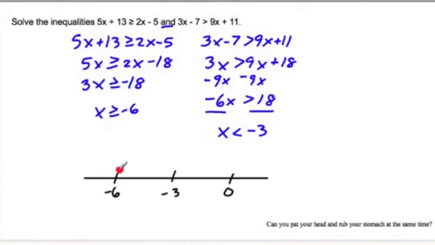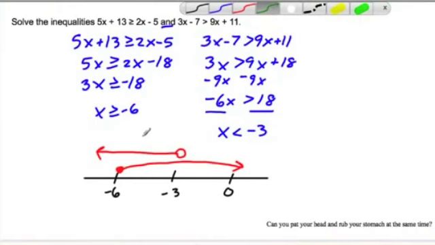I have the solid dot because negative 6 is part of my solution. X's value is greater than that. And then I have my second solution, x is less than negative 3. So an open dot at negative 3, continuing on this way. And then what we see is that my solution is in between these values over here.